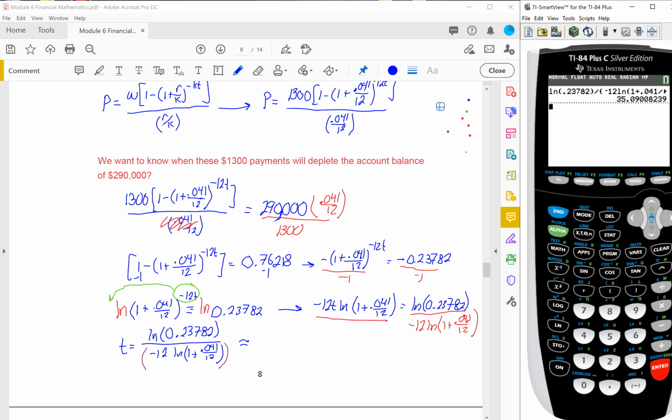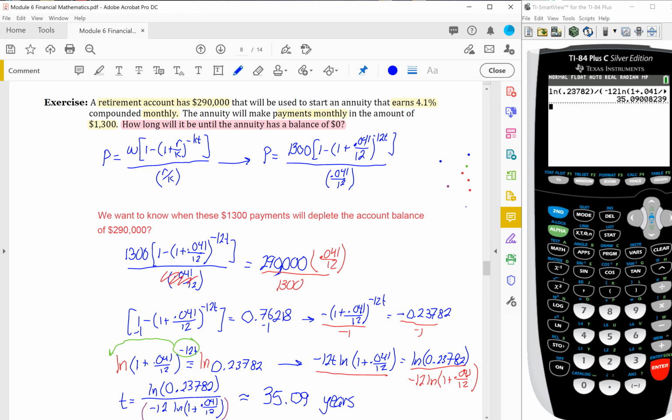Okay, and I get this to be 35.09 years. So what this tells me is it'll take roughly 35 years for my account that started with $290,000 to end with a balance of 0, if we're making regular withdrawals of $1,300 a month.